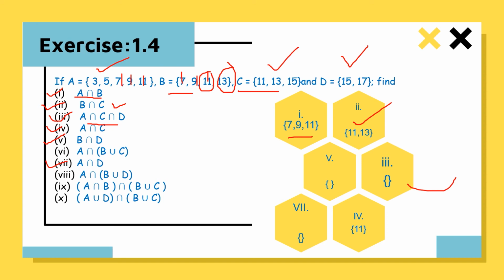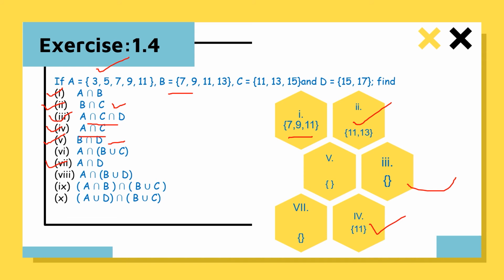The next question, A intersection C. Fourth question, what is common in A and C? It is 11 alone. Yes, we have only 11 in A and C. So 11 is the answer for the fourth sum. If you see the fifth sum, B and D. B you have, D you have. Anything common? For B and D, you don't have any common element. There is no element common. So the answer to the fifth question is a null set.